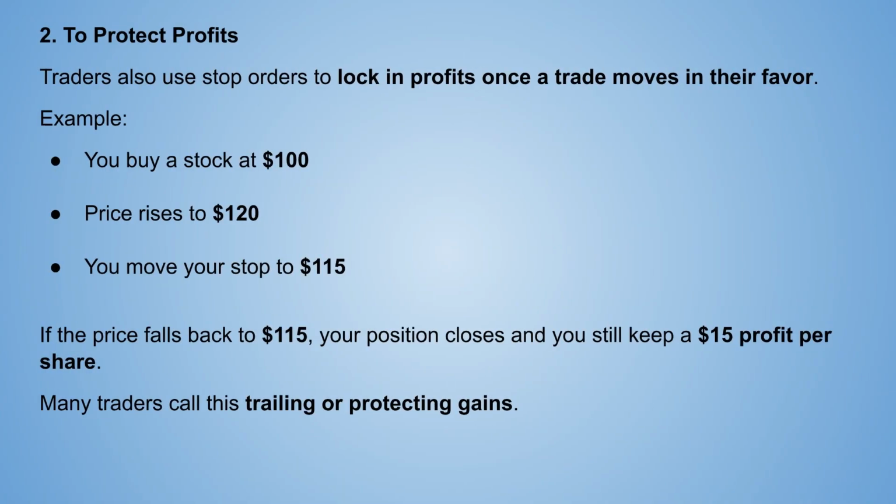Stop orders are also used to protect profits. If you buy a stock at $100, it rises to $120, and you move your stop to $115, you lock in a $15 profit if the price falls back. This strategy is called trailing or protecting gain.